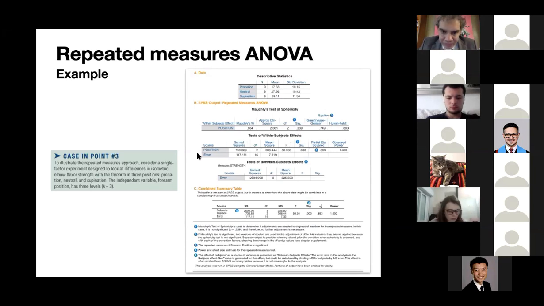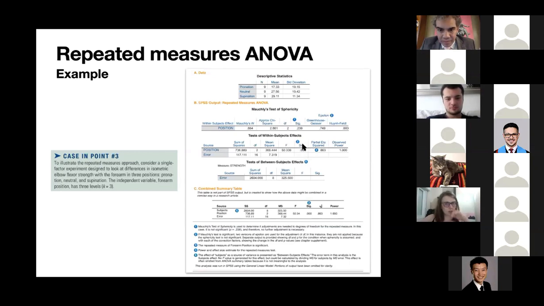So here I can see my test of within subject effects, which is position. Position will be my within subject factor and will be my repeated measures and will be now my treatment effect. In position, which can be pronation, neutral, or supination, we have 3 groups of position. This is my sum of squares, my degrees of freedom, my mean square, my F statistic, which is significant.